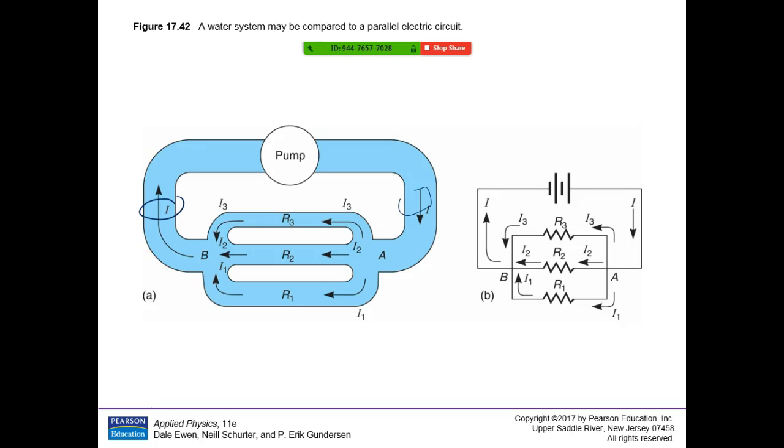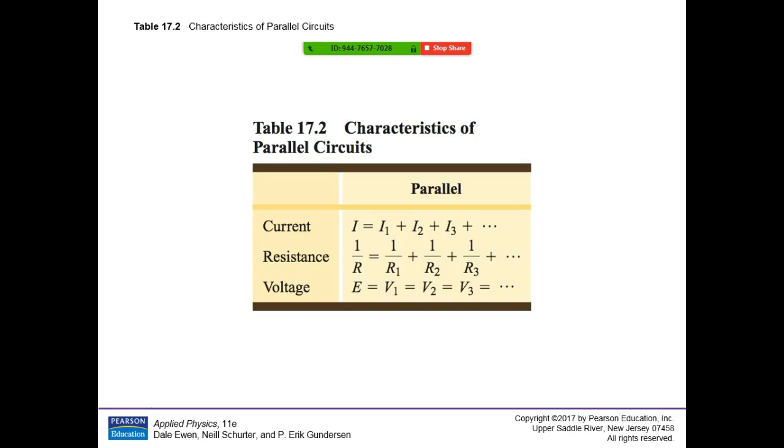Same current going in and out of the pump, but it breaks up into smaller currents, and that's why you have different currents going through each resistor, but the resistance is added by reciprocals, 1 over. All right. All that said, there's a summary slide. We'll come back to that a little bit later.